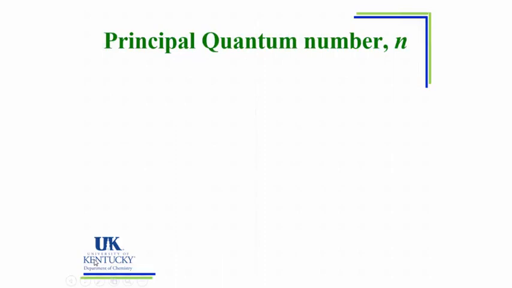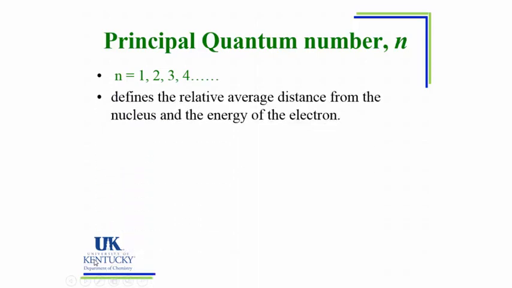Let's begin with the first, the principal quantum number, n. These values of n can go from n equals 1 up to larger and larger values by whole number, integer steps. 1 is the smallest. This is a number that we saw with Bohr's model. He called his orbits by these numbers: n equals 1, n equals 2, n equals 3, and so forth. And the further away you got, the higher the n. So this is defining the relative distance from the nucleus and the energy of the electron.